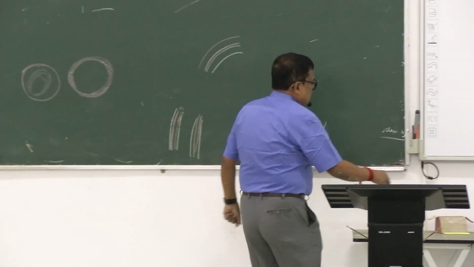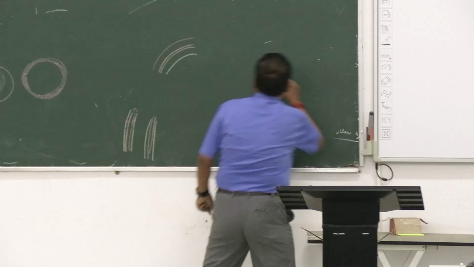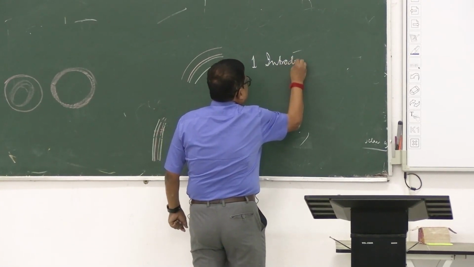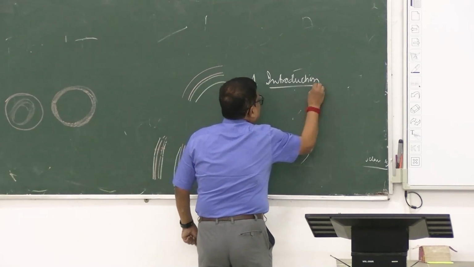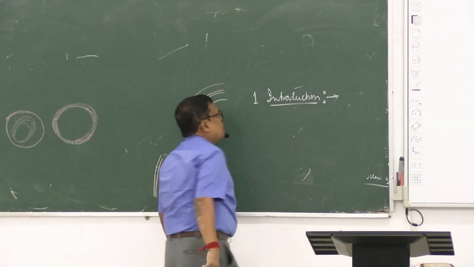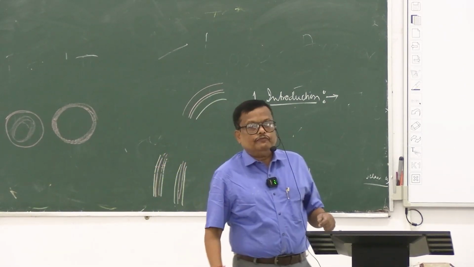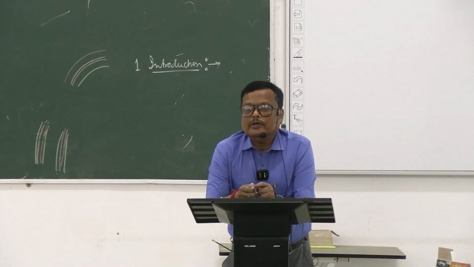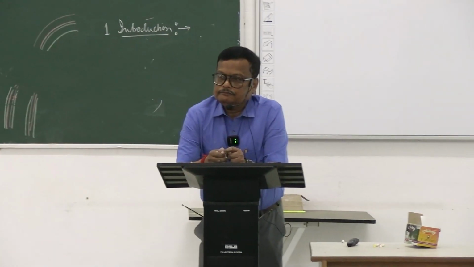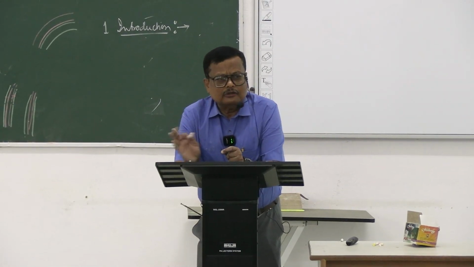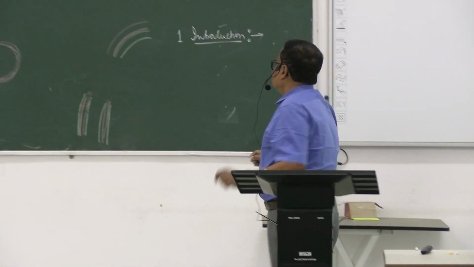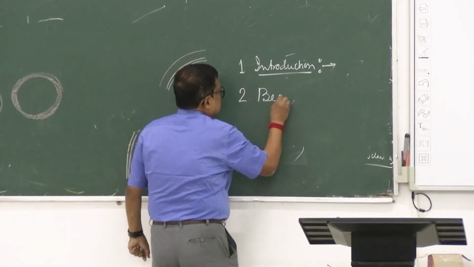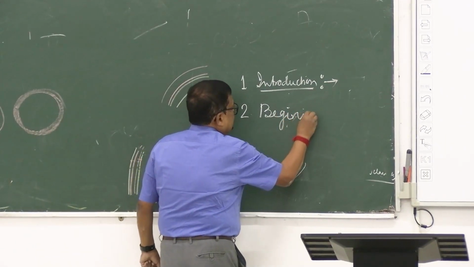First, 1. Introduction. Cephalic vein is a superficial vein of the superior extremity. Leave it there, nothing more needs to be written. Number 2, beginning. Where does it begin? Beginning.